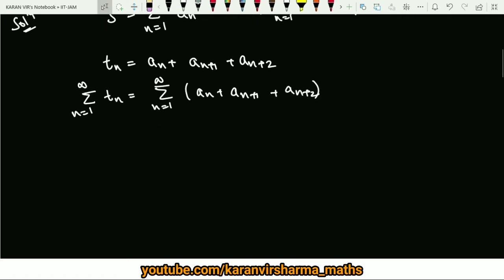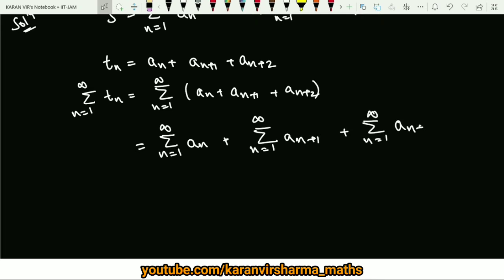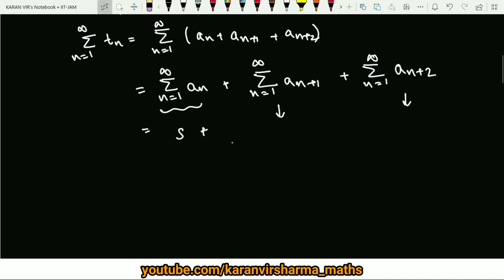Now in the next step you can take summation with each term. So this will be n running from 1 to infinity a_{n+1}. Similarly this will be n running from 1 to infinity a_{n+2}. So this is given to us as S, and we are left with these two terms now. Now let us understand what this is. We just need to change the index, and how to change the index, I will explain here.